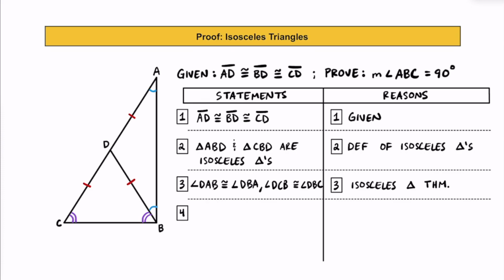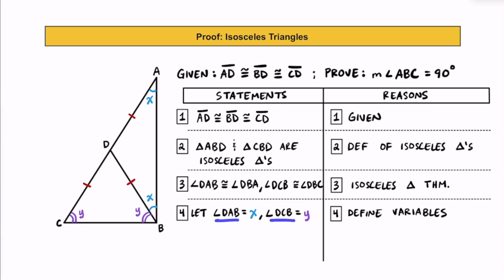Alright, for statement 4, you don't have to do this personally, but I'm going to because I think it's going to make my life a little bit easier for this proof. Hopefully it's going to make it a little more clear to you as well. I'm going to call angle DAB x, which then implies that angle DBA is also going to be x because they're congruent. And let's represent angle DCB with this y variable, and so that means that angle DBC is also going to be y degrees. For the reason, let's say that we're defining these variables. Hopefully this saves us a little bit of writing, and we don't have to write these angles each time and can just use x and y for the meantime.